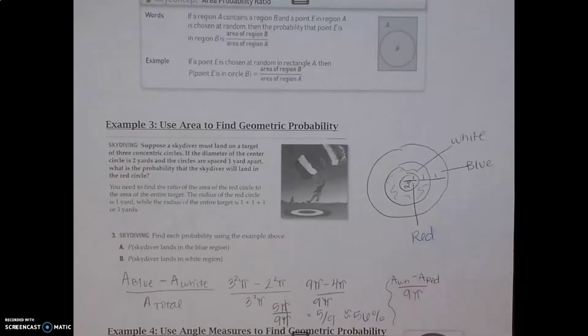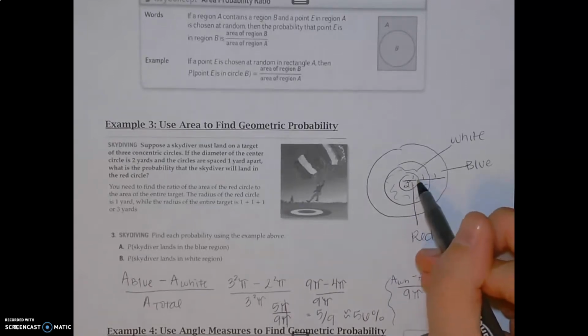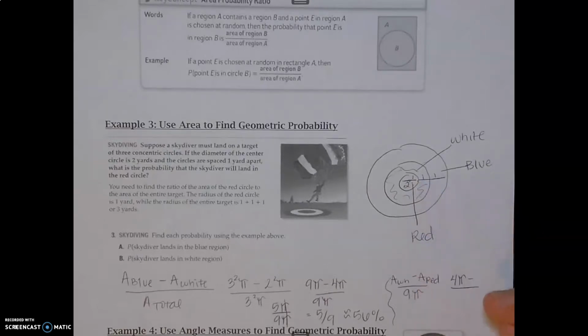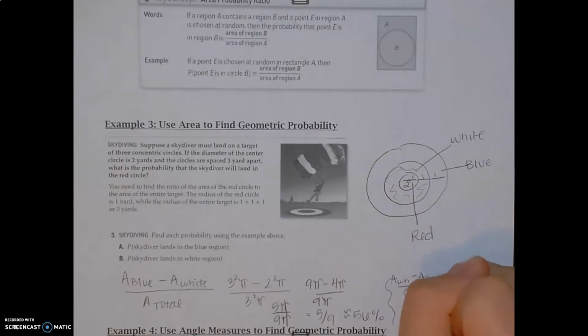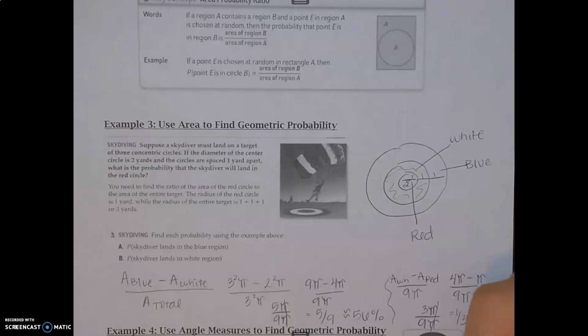So I'm going to go ahead and substitute that in. Our area of the white we found over here was 4 pi. And then I'm going to take away the area of the red circle, which has a radius of 1. So if we're using the formula pi r squared, 1 squared is still 1. So I'm only going to take away pi. And again, that's all over 9 pi. So 4 pi minus pi, we get 3 pi over 9 pi. And again, our pi's simplify to 1, which leaves us 3/9, which is 1/3, or approximately 33%.